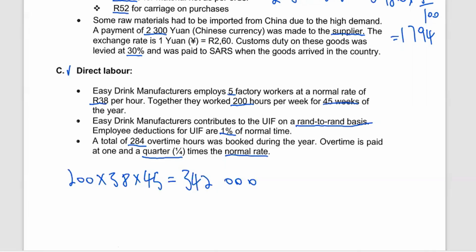Easy drink manufacturers contribute to the UIF on a rent-to-rent basis. Employee deductions for UIF are 1%. It means for each and every $1 that is deducted from the employee, the employer also contributes 1%. So now, if the employee pays 1%, it means also the employer will pay 1%. So we want 1% of the 342,000, which is 3,420.